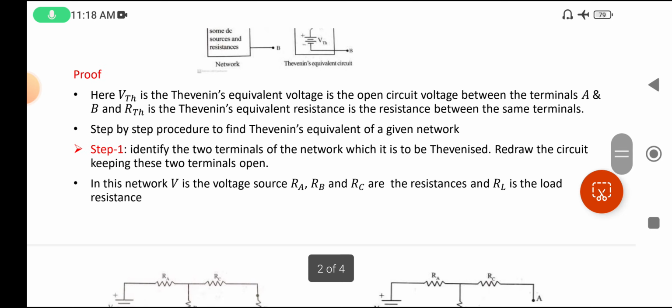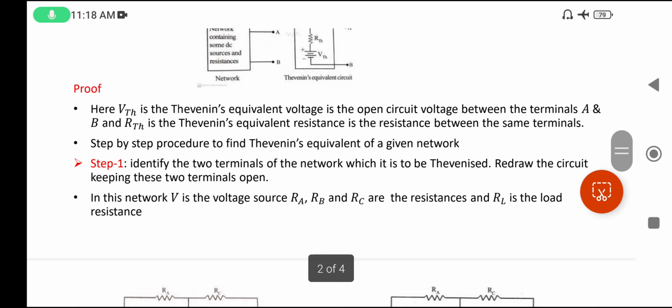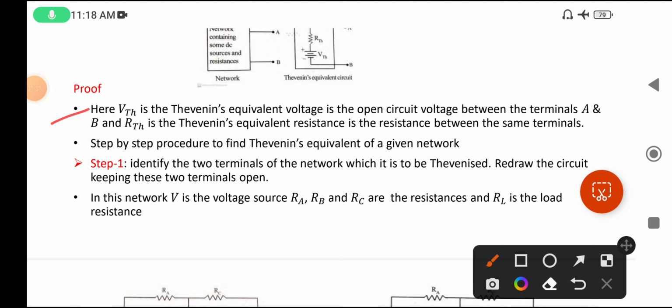What is the proof of Thevenin's? See here. V Thevenin, the Thevenin's equivalent voltage, is the open circuit voltage between the terminals A and B, and R Thevenin is the Thevenin's equivalent resistance between the same terminals. So whichever terminals you selected, the voltage between those terminals is the Thevenin voltage and the resistance is the Thevenin resistance.